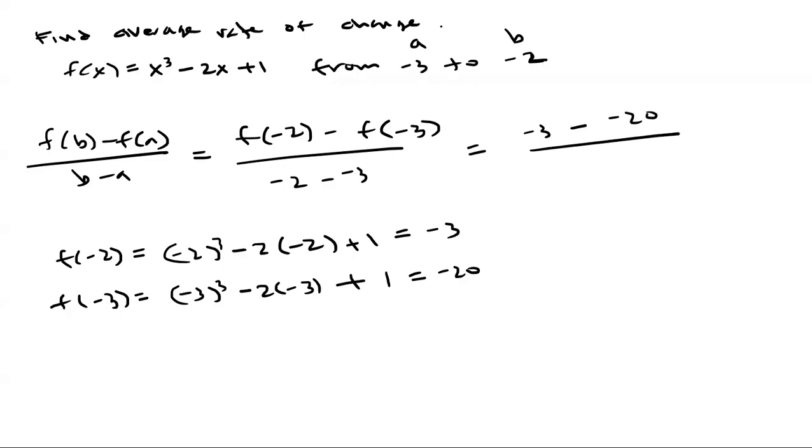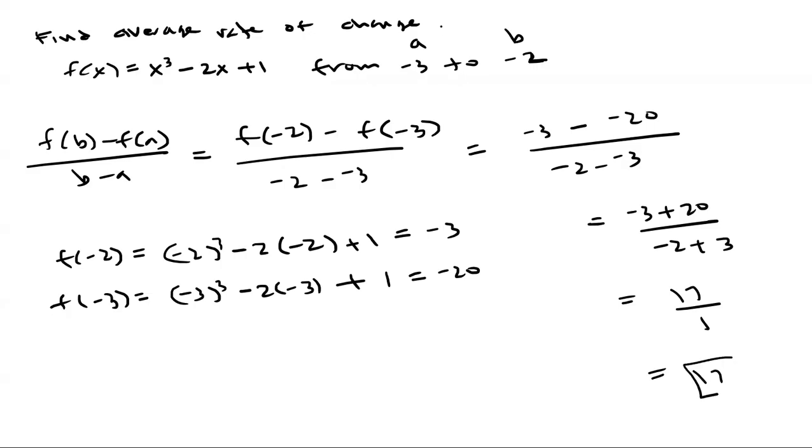Okay, and then we have the negative 2 minus negative 3. Well, let's rewrite this. Two negatives are going to give us a positive, so that's going to be negative 3 plus 20. Same thing here, so this could be negative 2 plus 3. So the top part there, we're going to have negative 3 plus 20, which is 17, and negative 2 plus 3 in the bottom is going to give us 1. So 17 divided by 1 is 17.